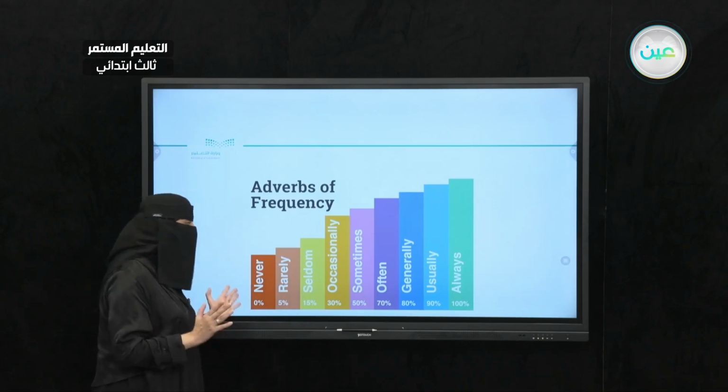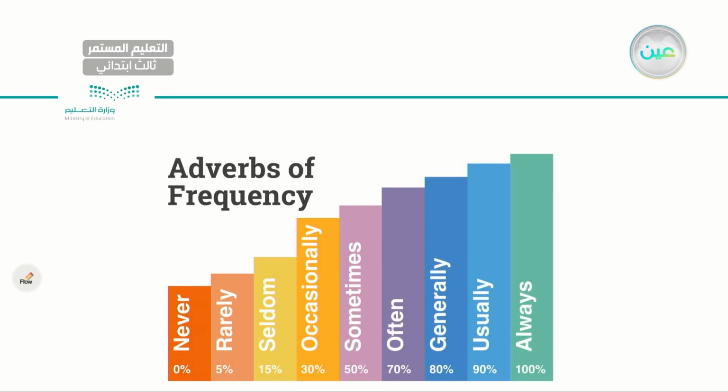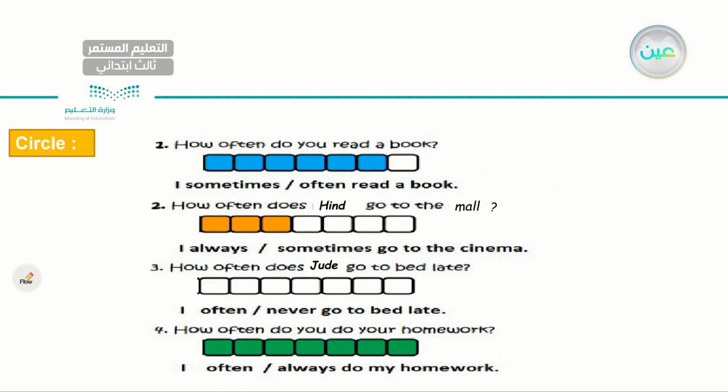For example, usually is 90%, generally is 80, often is 70, sometimes is 50, occasionally is 30, seldom 15, rarely is 5%, and never is 0%. Okay? Now, how often do you read the book? Sometimes or often? What do you think? Now, by counting the blocks here, I often read a book.